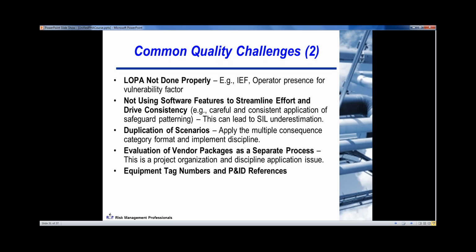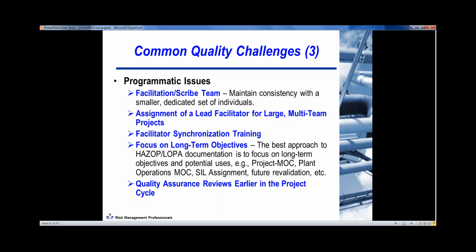Equipment tag numbers and P&ID references, this is probably about the half dozen mark here, super important for saving time later and also improving quality. The team is super important to maintain consistency. If you can get your job done with a small dedicated team during a large design process, you will reap the rewards later from a consistency perspective and also doing a good quality job.